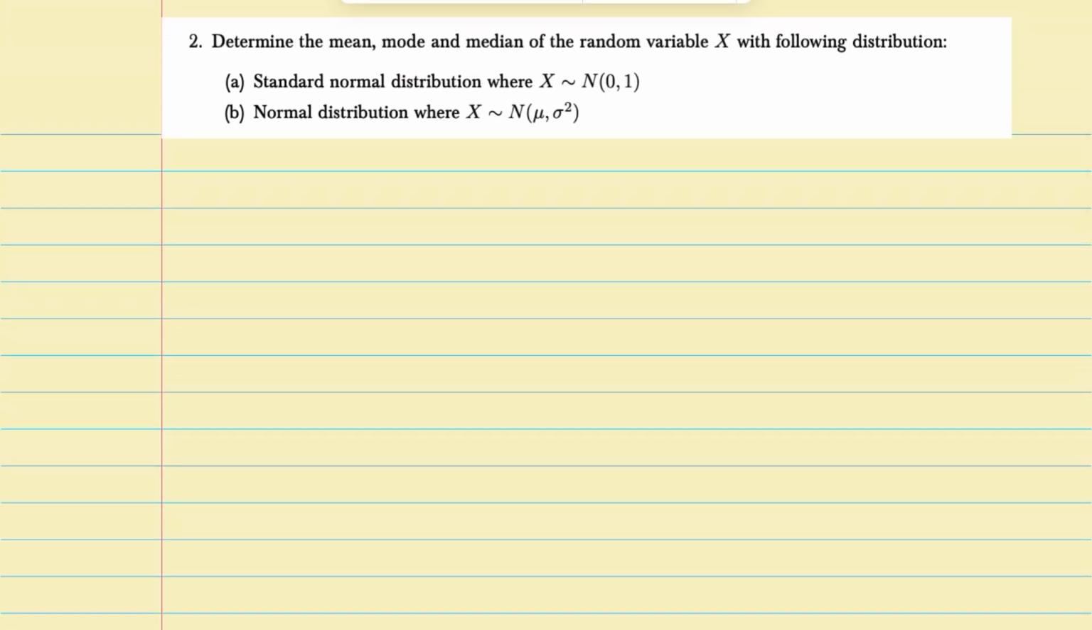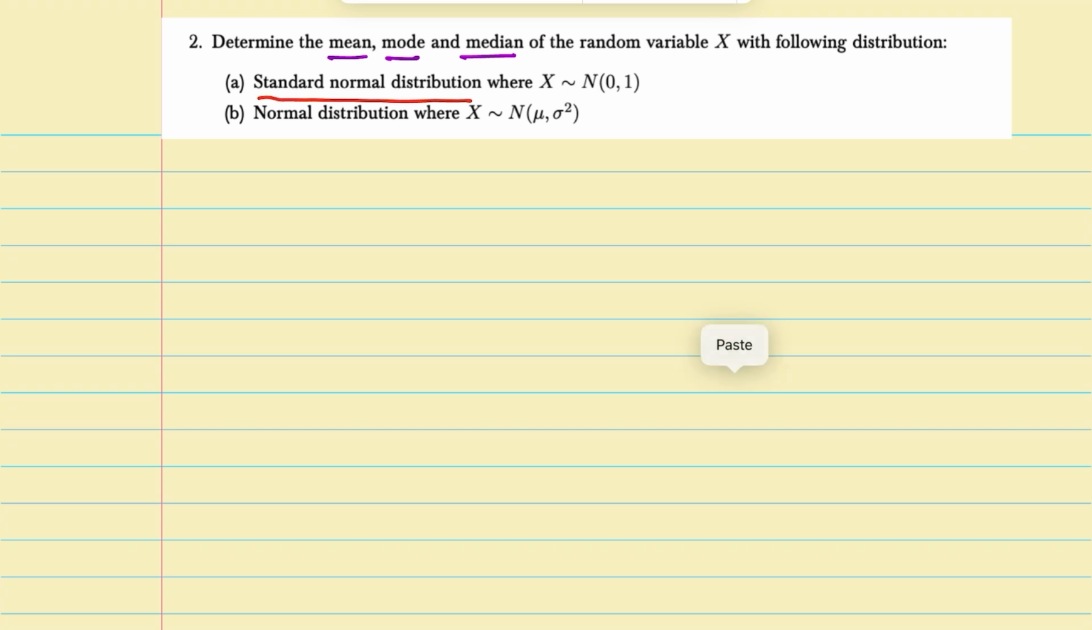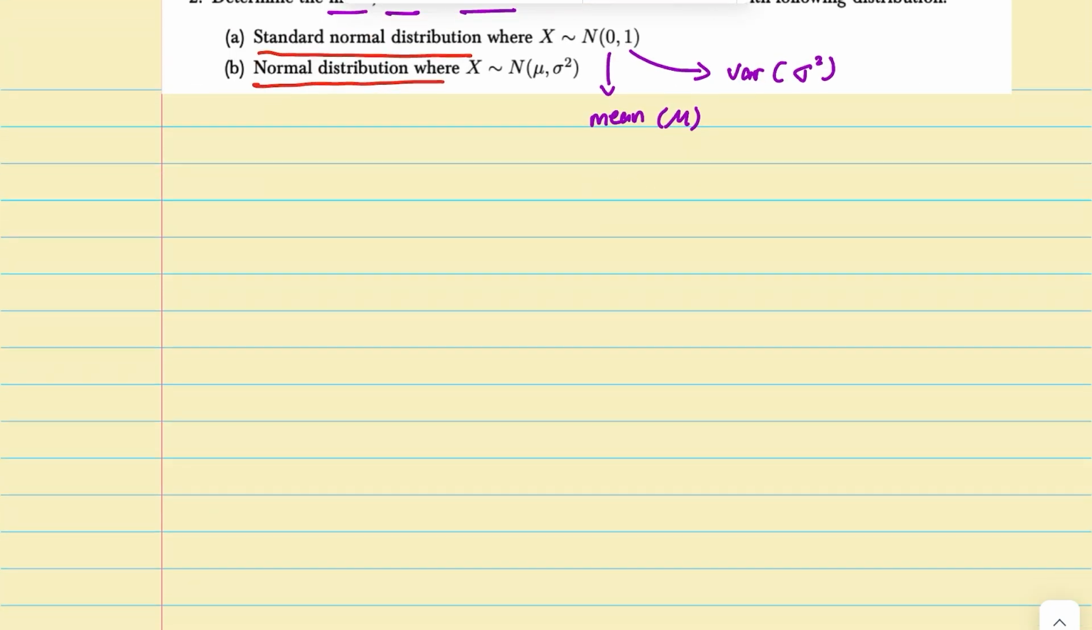Okay, so for the second question, we're asked the mean, mode, and median of the random variable X with the following distribution. First is the standard normal distribution, and second is the normal distribution with mean mu and variance sigma squared. So basically, this is the mean or mu, and this is the variance or sigma squared. This is just the general equation. The standard normal distribution is basically just a special case of the normal distribution with mean 0 and variance of 1.